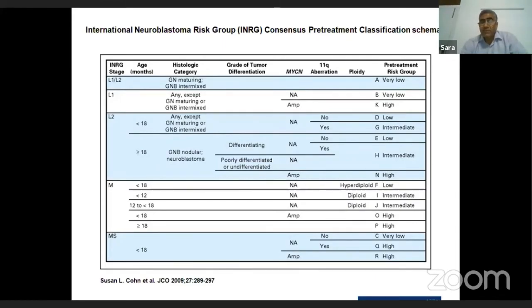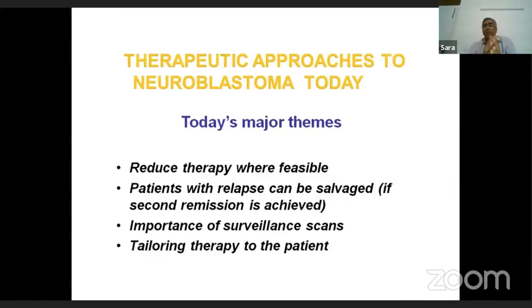Stage 4S, these are children less than 18 months who have skin involvement, and as I've already told you, bone involvement is not there. Marrow has limited involvement and the primary tumor is small. So this is MS. If NMYC is not amplified, they do very well. But if NMYC is amplified, they have poor prognosis. One other thing is you have to look for 11q aberration. If it's present, they become high risk. So now you understood the risk stratification.